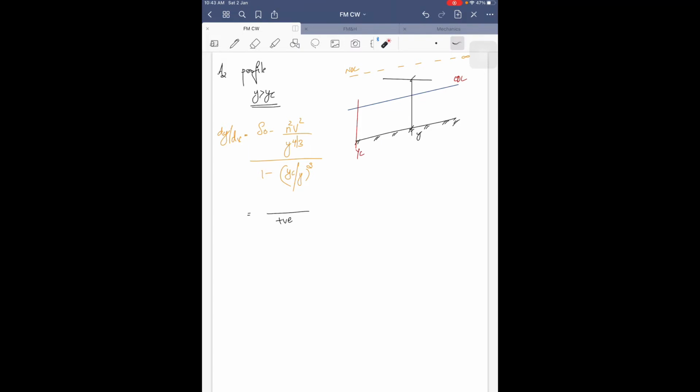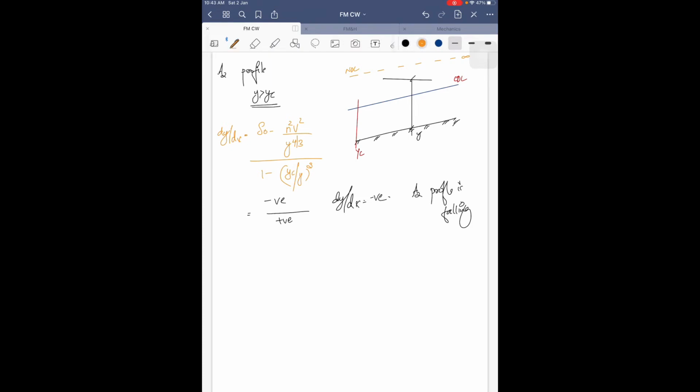Now if you look over here, S0 will be a negative value because for an adverse slope, the slope value is negative. So negative minus another value will be a larger negative number. So we can say that dy by dx will be negative. So the A2 profile is a falling profile.